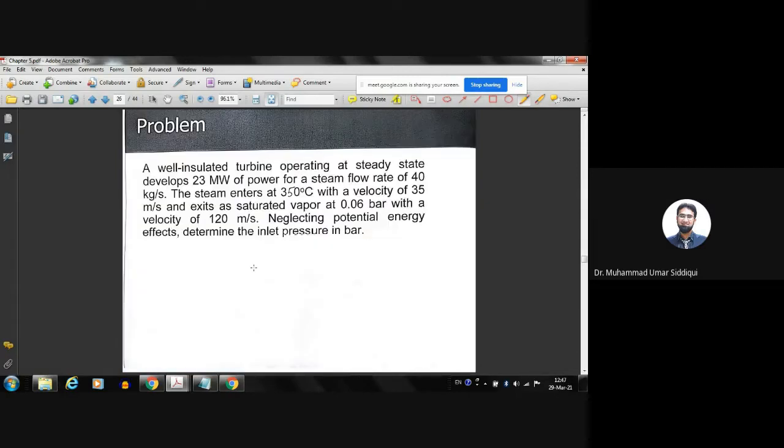Let's have a problem associated with it. Each and every word is important. So let's see, the problem starts. A well-insulated turbine. First of all, you know it's a turbine. Then you know it is well-insulated, which means Q is equal to 0. A well-insulated turbine operating at steady state develops 23 megawatt of power. 23 megawatt of power means this is W out, the output. For a steam flow rate of 40 kg per second, this is the mass flow rate, m dot.